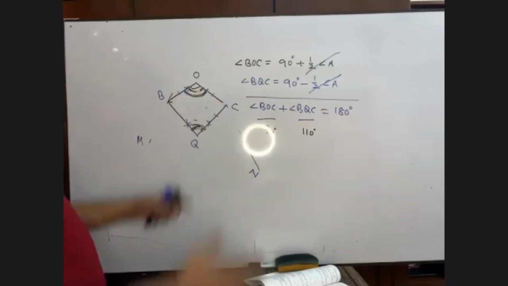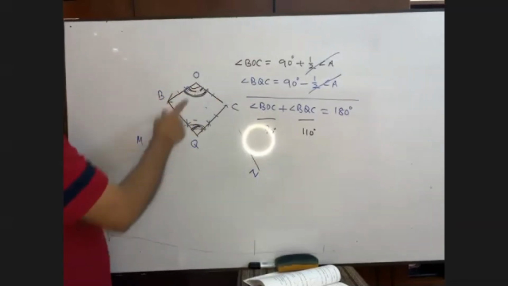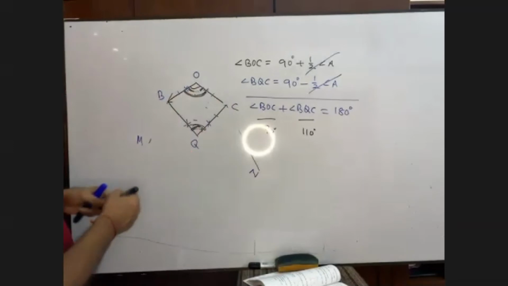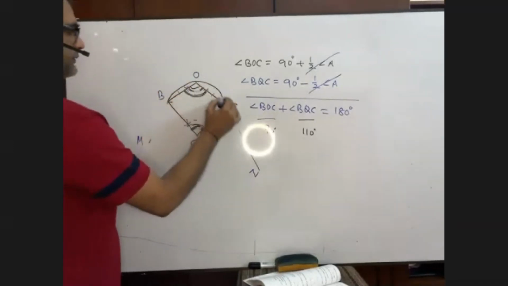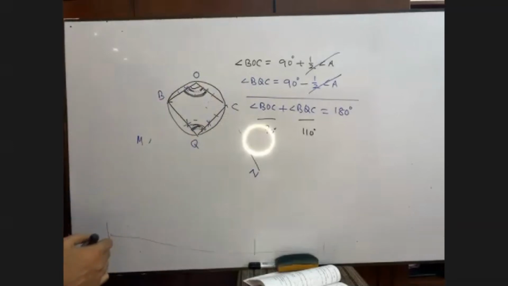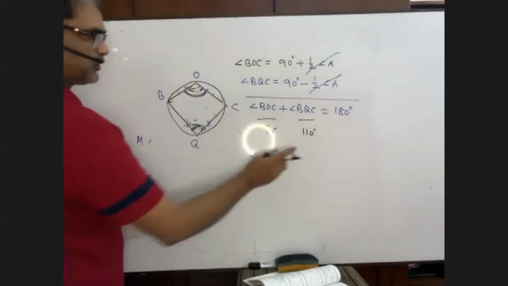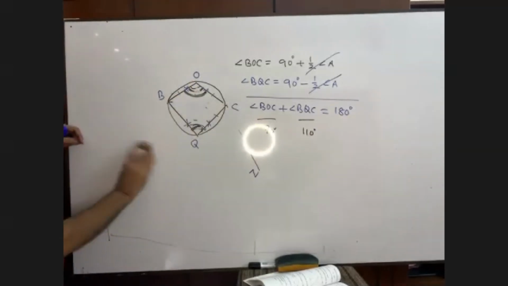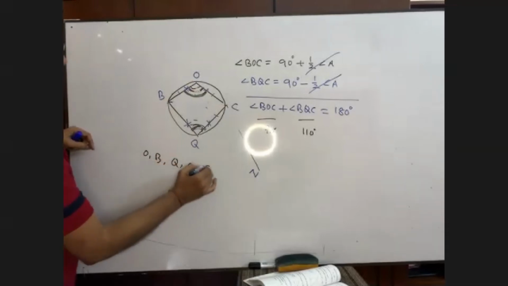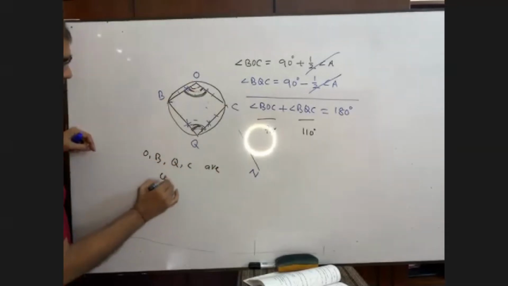It is told that if the sum of the opposite angles is equal to 180 degrees, then a circle can be drawn. That means if the sum of the opposite angles is equal to 180 degrees, then the points O, B, Q, C are called concyclic.